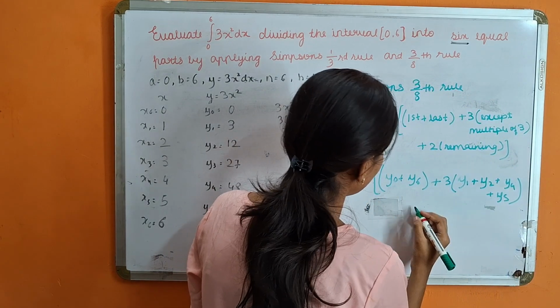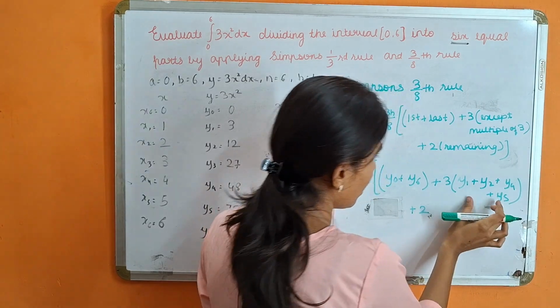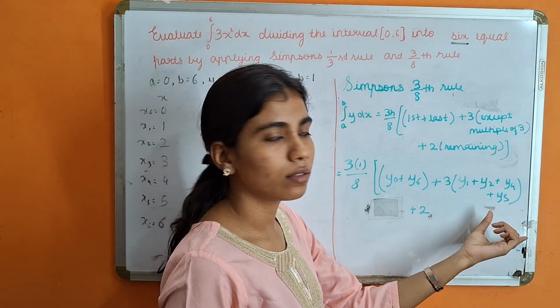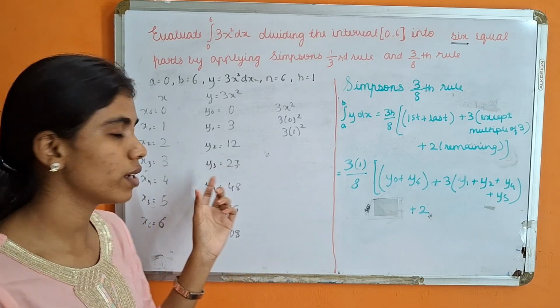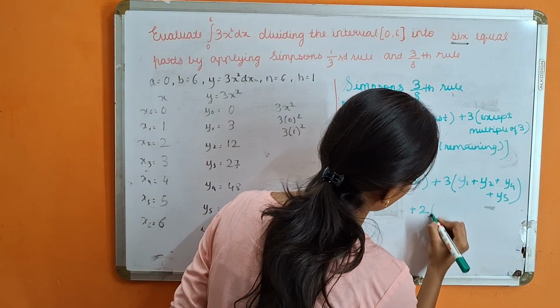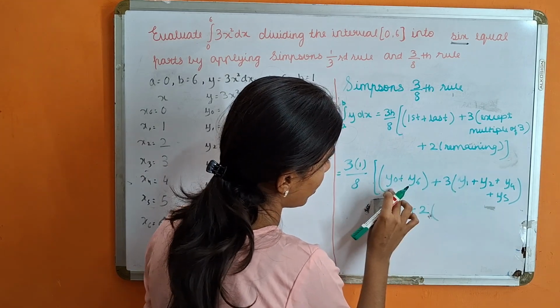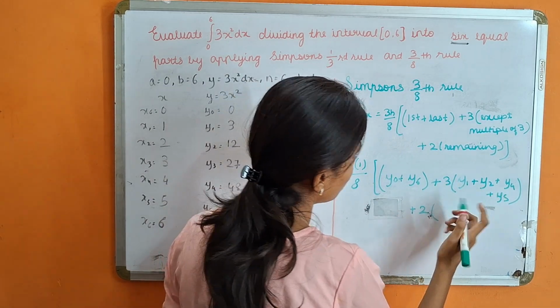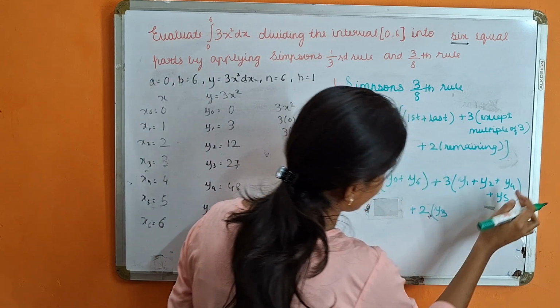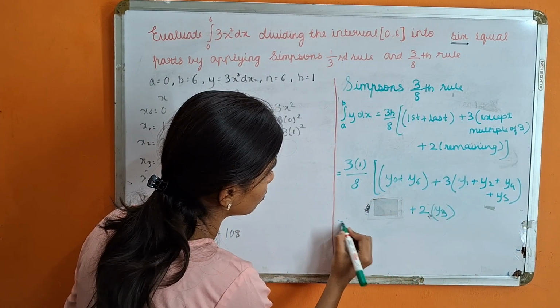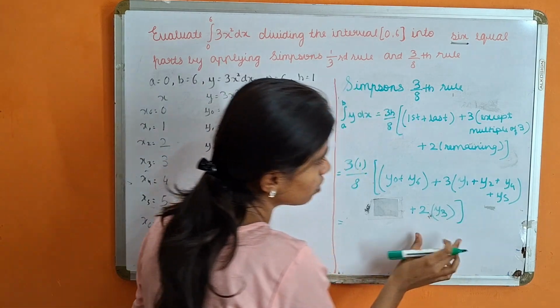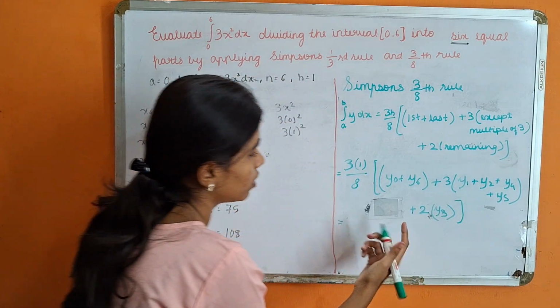Okay. So I have written all the terms here which are not the multiple of 3. If it is a multiple of 3, you are not supposed to write it there. Plus 2. See, y0 is done, y1 is done, y2 is done, y3 is remaining, y4 is done, y5 is done, y6 is done. Okay. So now this is how you got your formula, and now we will solve.